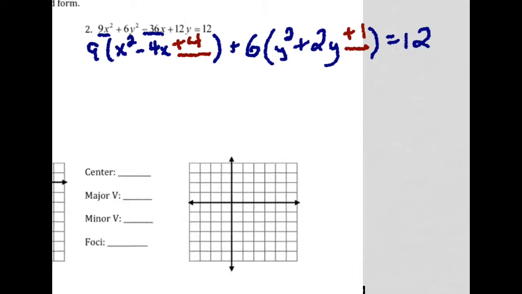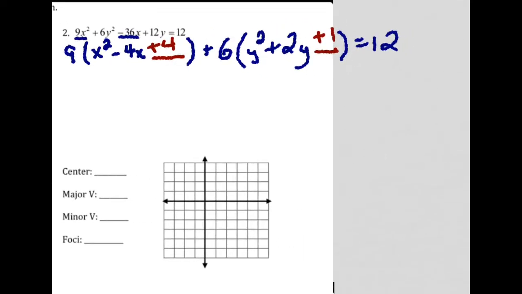Remember, we add that stuff over to the other side, right, to preserve the balance of the equation. But the fact that you have this 9 here as a coefficient, and then you have the 4 on the inside, what we're actually adding to the left side is not 4, but 36. Okay, so that's going to give us on the right side over here a plus 36. Okay, likewise, same thing's going to happen from that second set of parentheses. You have the plus 1, but the 6 gets distributed to that plus 1. So what we have here is a plus 6. All right, so that's what our entire right side is going to become there.